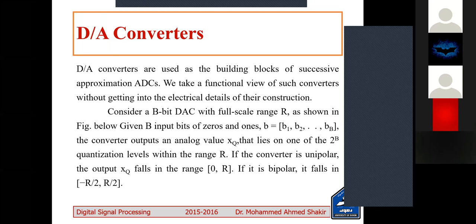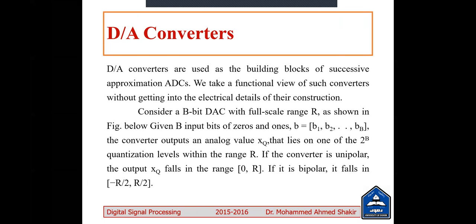As shown in the figure below, given B inputs of zeros and ones, we have a single dimension array or vector of bits B1, B2 up to B subscript capital B. As you can see here, B1 represents the most significant bit, and B subscript capital B is the least significant bit. The converter outputs an analog value XQ. So it will approximate the signal that lies on one of the 2 to power B quantization levels within the range R.